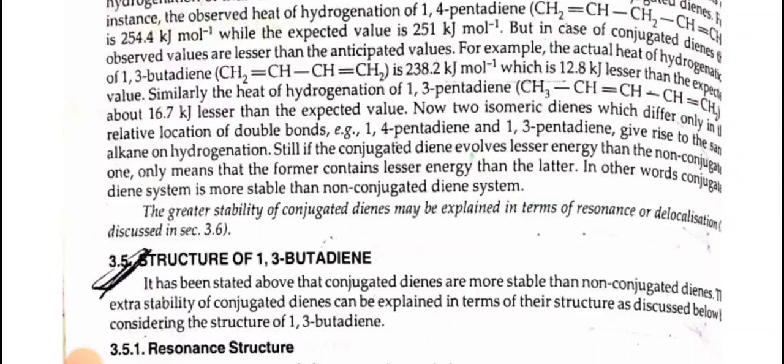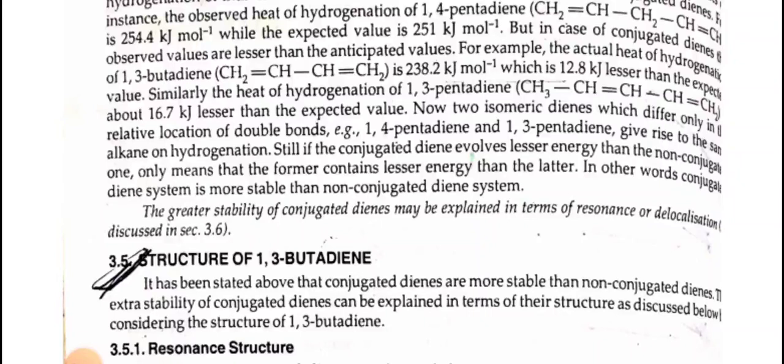Now, two isomeric dienes which differ only in the relative location of double bonds, for example, 1,4-pentadiene and 1,3-pentadiene, give rise to the same alkane on hydrogenation. Still, if the conjugated diene evolves lesser energy than the non-conjugated one, it only means that the former contains lesser energy than the latter. In other words, conjugated diene system is more stable than non-conjugated diene system. The greater stability of conjugated dienes may be explained in terms of resonance or delocalization.